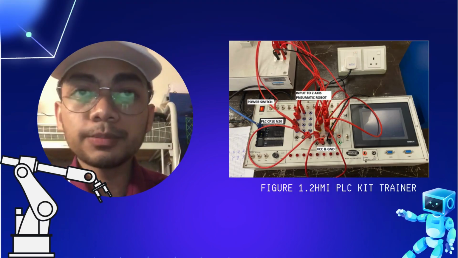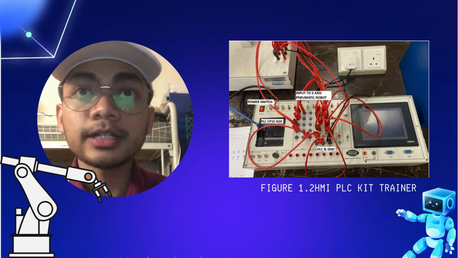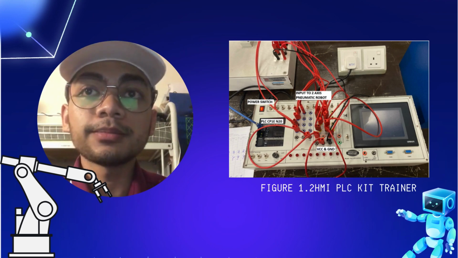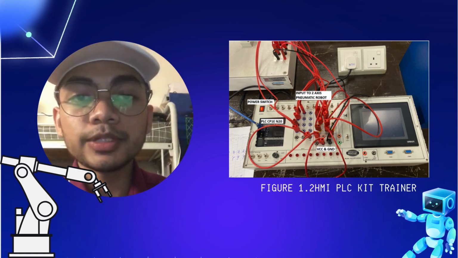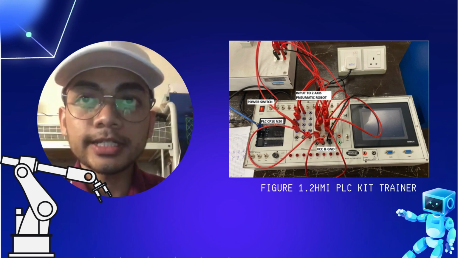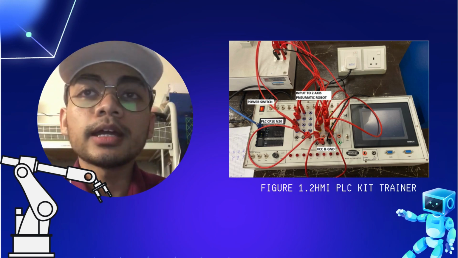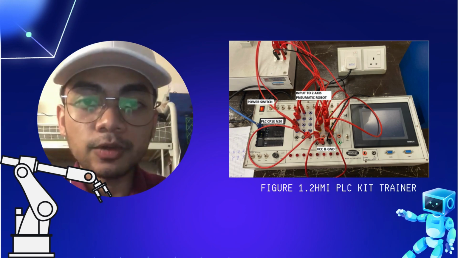In figure 1.2, this is the HMI PLC kit trainer. On this kit trainer, you can see the PLC CP1E N20 and the input and the output. The input is connected to the two-axis robot according to the addresses of the robot, and the output is connected to the output of the two-axis robot.